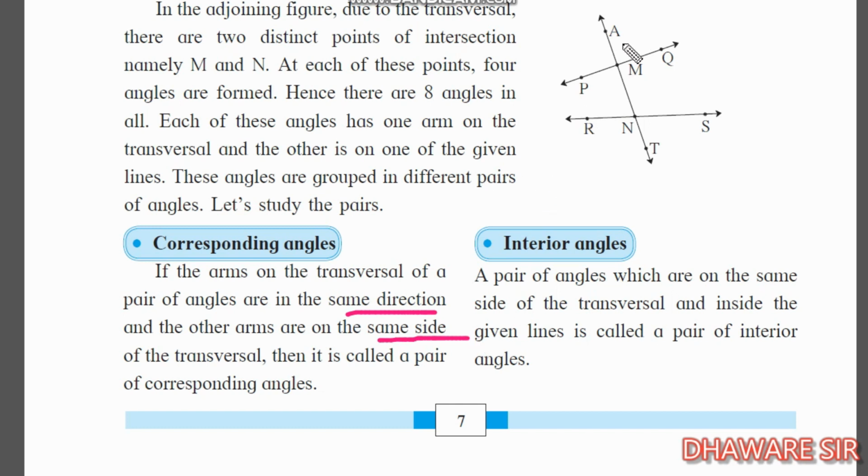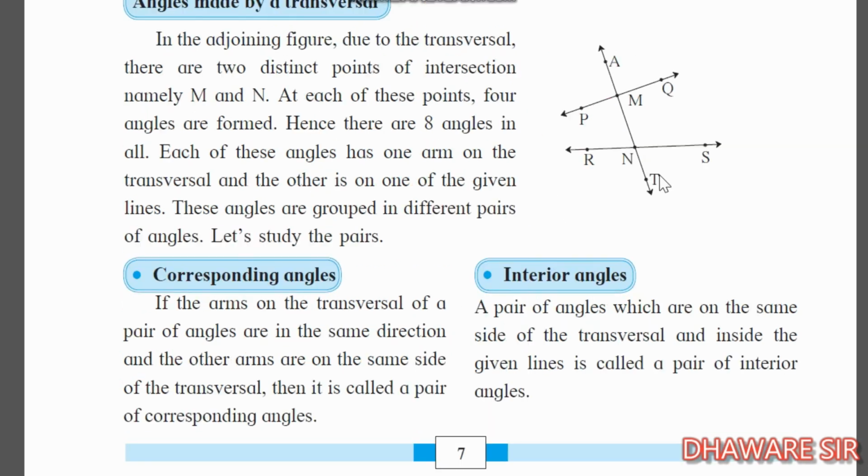Same direction, it means suppose this is our first angle and this is our fifth angle. So these are the same direction. What is the direction? Left direction, and same side. Side means upper side. Here we are taking the upper side, and here also the upper side. It means we are going to say that the two angles are corresponding.